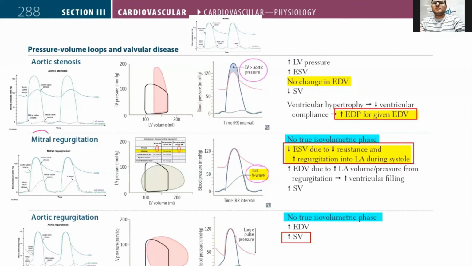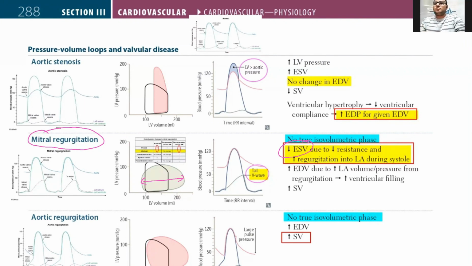Next, what is the change in mitral regurgitation? In mitral regurgitation, what will happen? There will be decreased end systolic volume. Why? Because more blood is coming from the regurgitant flow. From the mitral regurgitation, the left atrium will be giving more blood to the left ventricle. So the difference between them is very large.